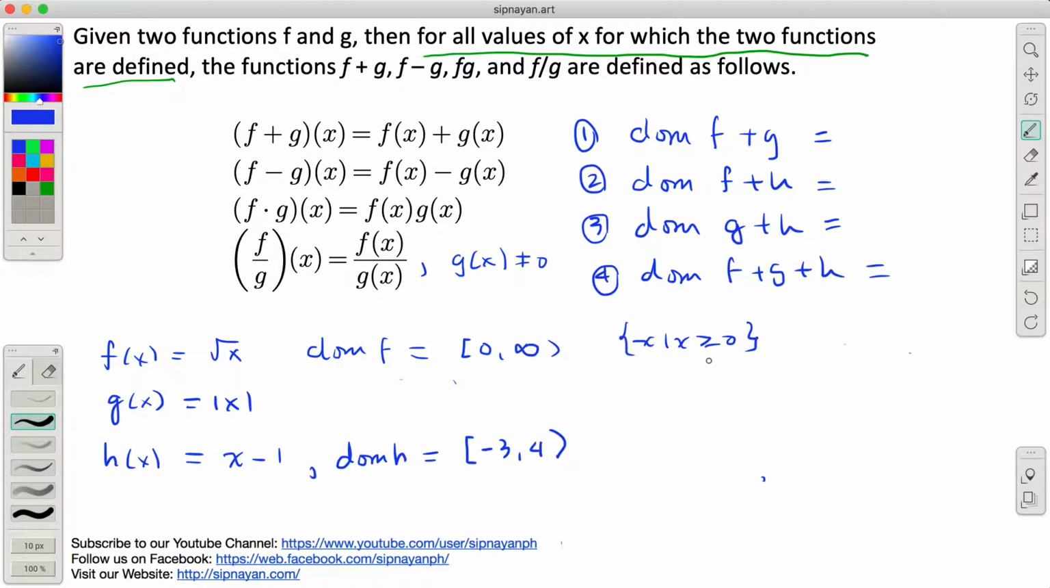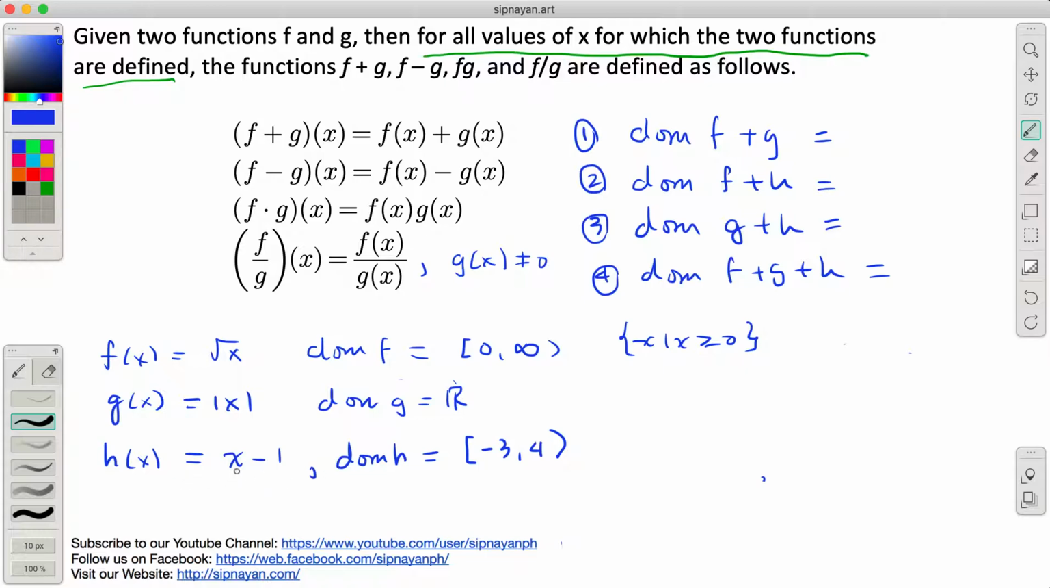So, lahat ng numbers from 0 and up. What about square root of absolute value of x? This is the set of real numbers. Ibig sabihin, from negative infinity to infinity. So, wala tayong problema dito.